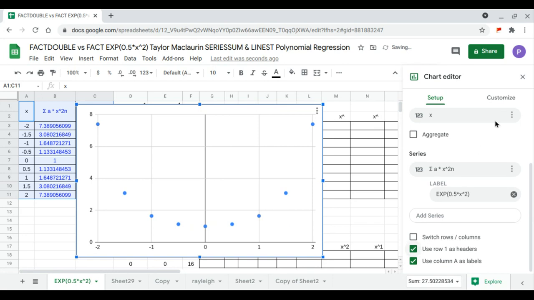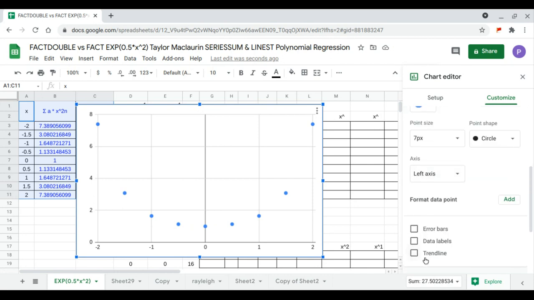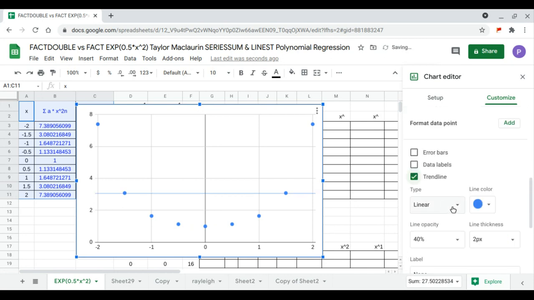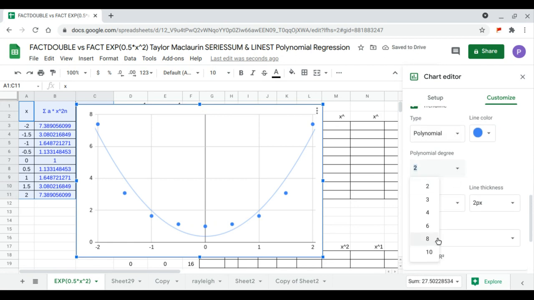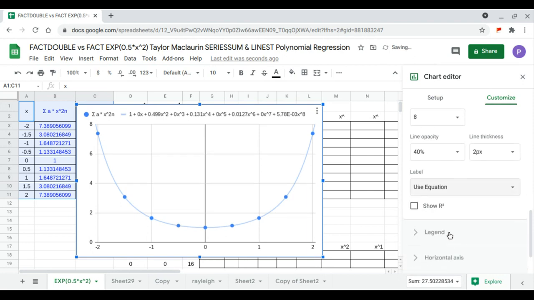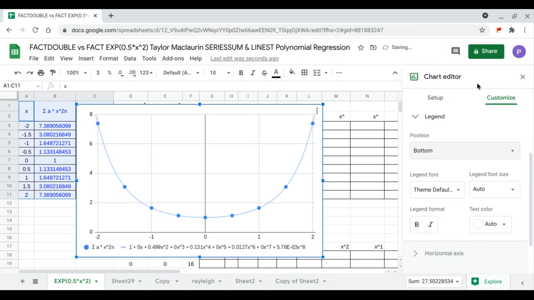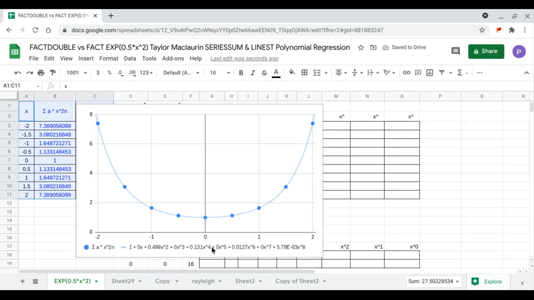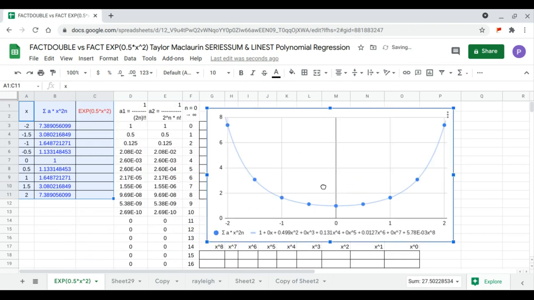Row 1 is header, and the series trend line, show the trend line, polynomial. We'll try to get to the highest degree, 10. No, it's not possible. Maybe 8. 8 is okay. Then show the equation, and the legend, position at the bottom. So here's the trend line and the trend line polynomial to the 8th degree.